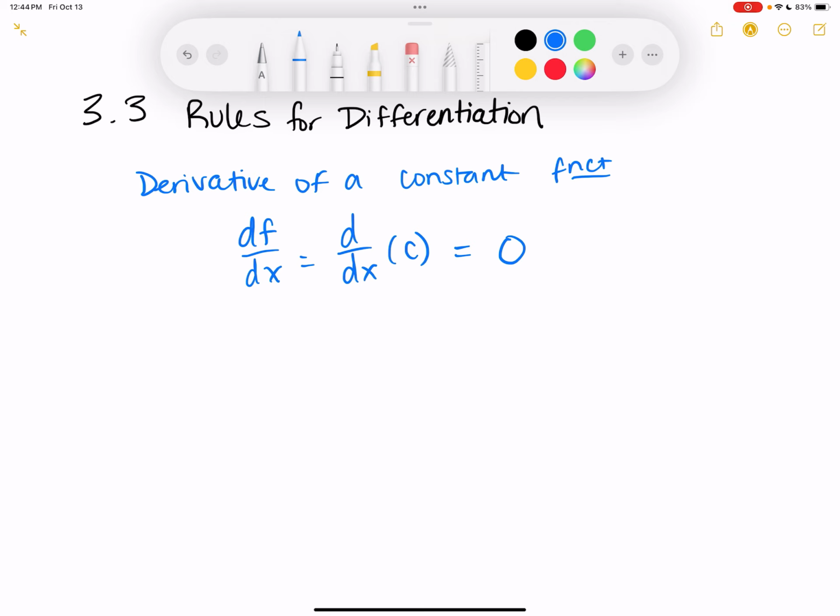And pi is a number. 3.14, so on and so forth.